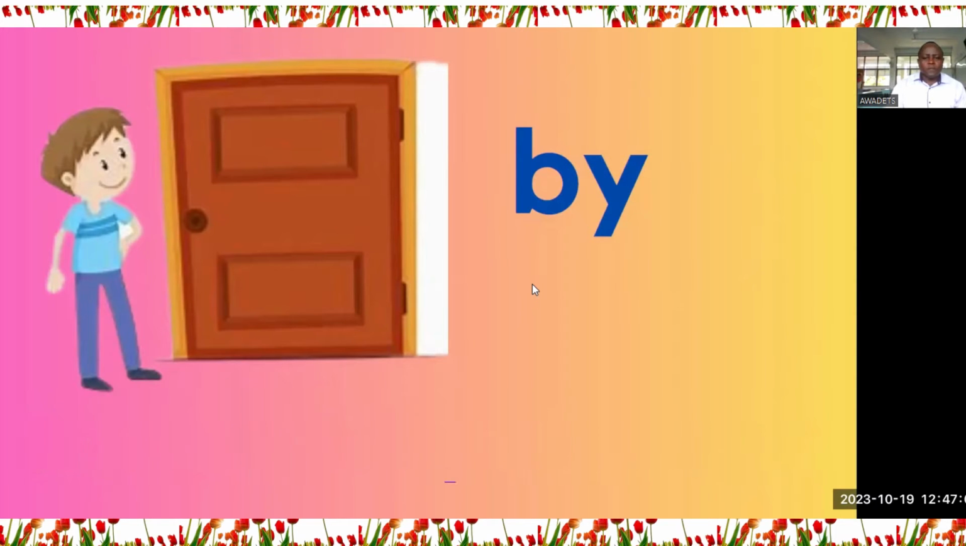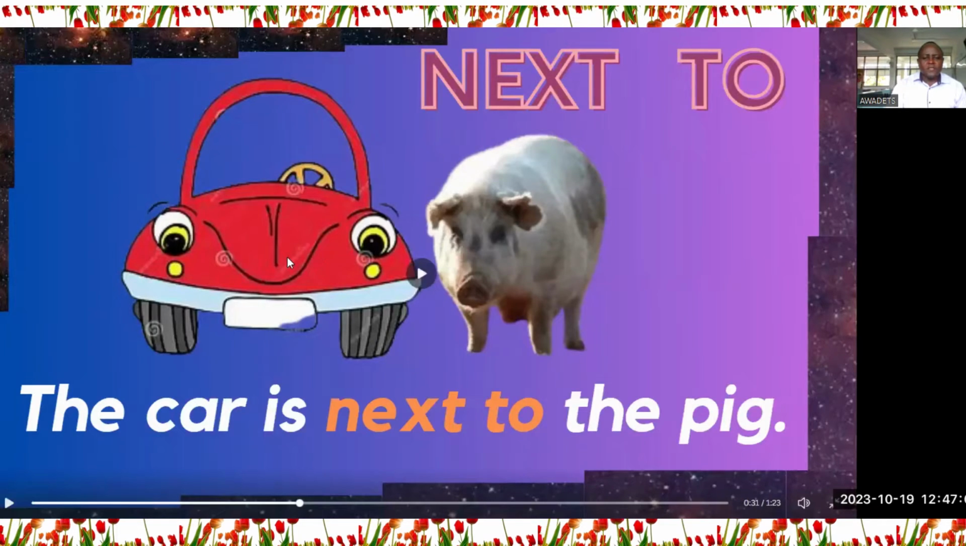Next, look at this picture. The red one is a car. And which animal is this? Is this a cat? No, not a cat. Is this a dog? No, not a dog. Did you say pig? Good. This is a pig. Next to. The car is next to the pig.